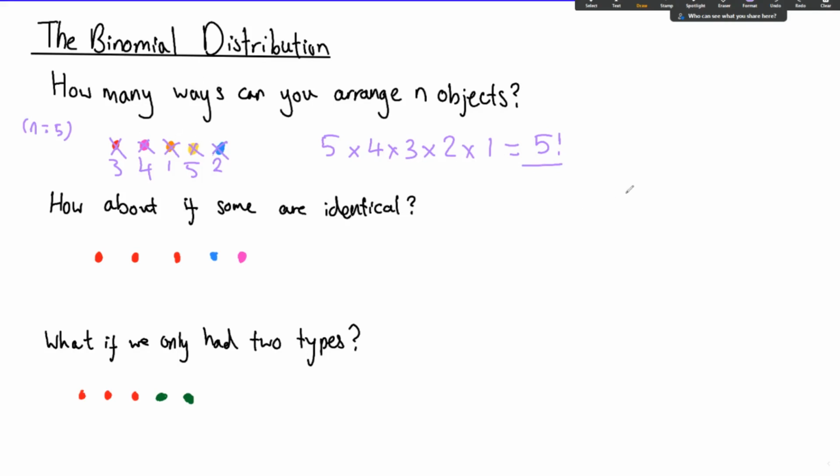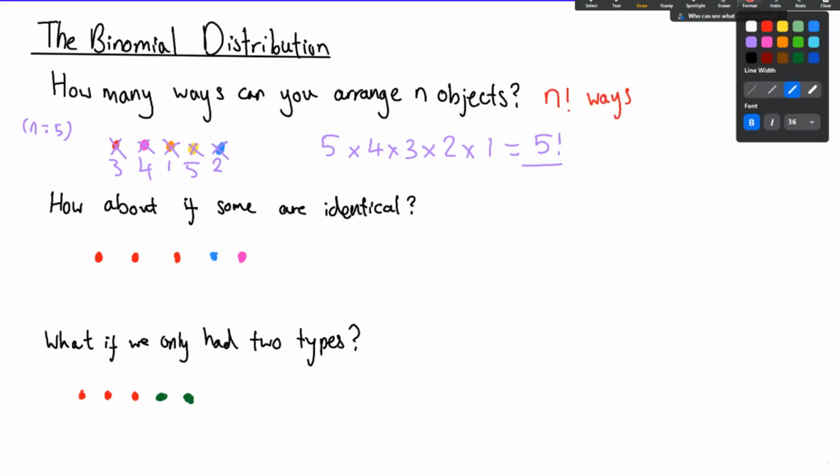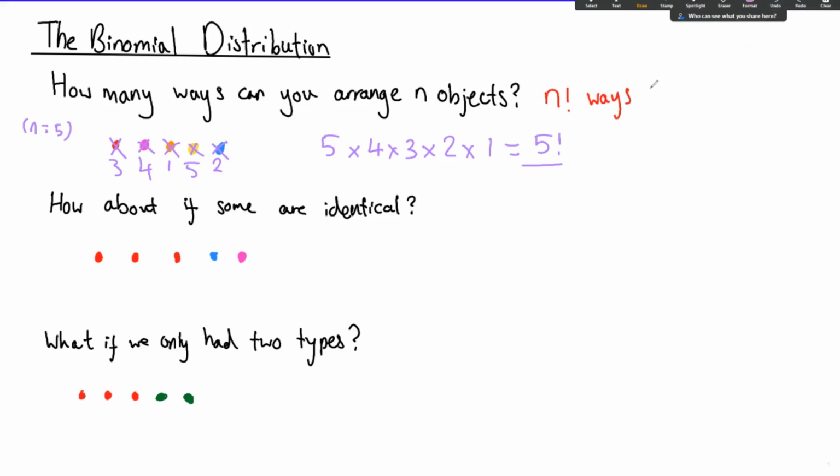And we can actually generalize this to answer our question. We can actually arrange n objects in n factorial ways. Right? So in this case, 5 factorial is 120. So we have 120 different ways to arrange these 5 beads.